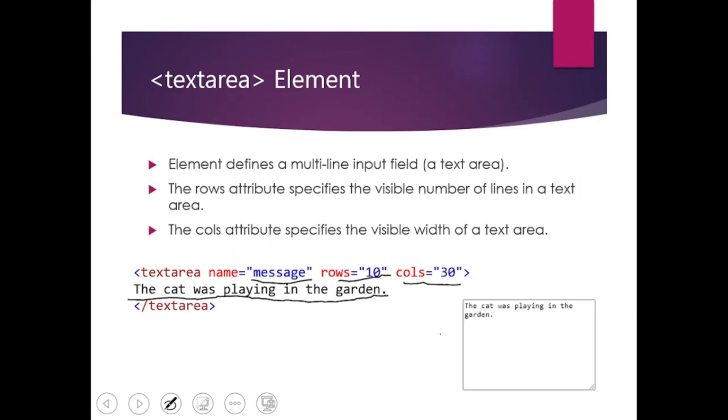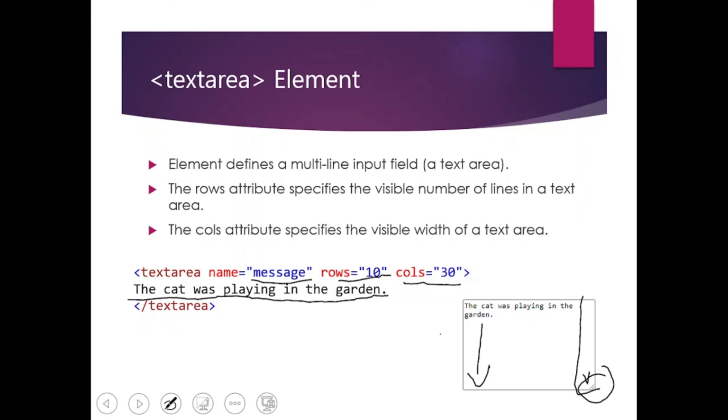So the output of this is a box where you can see the text is "the cat was playing in the garden", and the text area box has a height of rows 10 and a width of columns 30. And you can see there is this dotted line which says you can extend the text area if you want to. So if you keep entering values and the value crosses this box, a scroll bar will appear which will let you scroll up and down as well. So that's about text area.